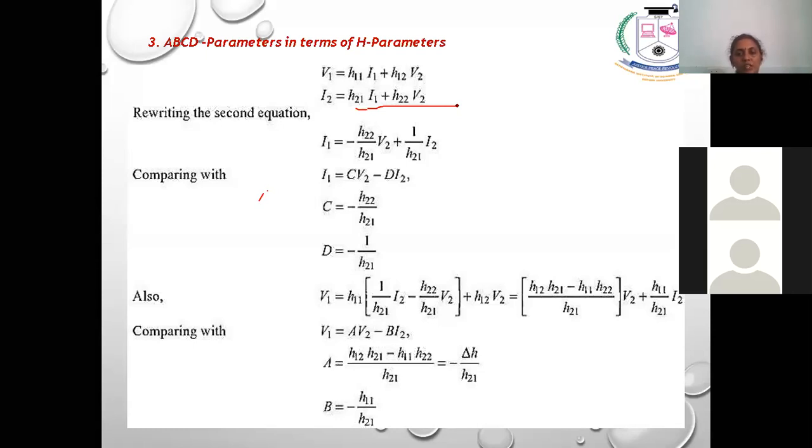Rearrange the equation such that you get it in terms of the coefficients of V2 and I2. So V2 and I2 means you will get the values for A and B. A value will be H12 H21 minus H11 H22 divided by H21, or this can be written as minus del H by H21. And B value is equal to minus H11 by H21. Hope you had got these values.